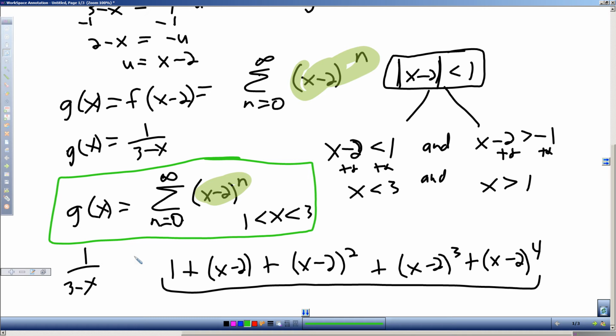So is the equation above the green box? This right here. This is what we started with. So we're saying we can say 1 over 3 minus x is equal to g of x. So 1 over 3 minus x is equal to this from 1 to 3. And you got that using the f of u? Yeah, using this whole process.